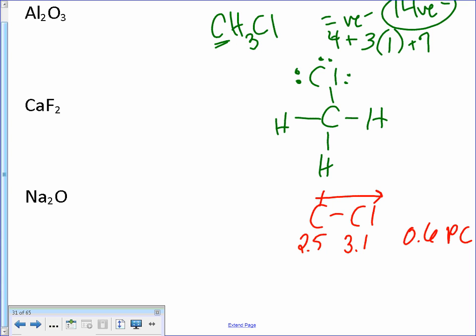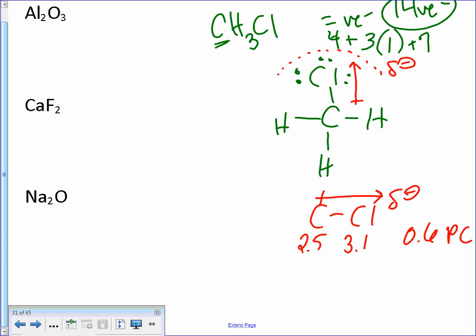So I'm just going to draw this little arrow from carbon to chlorine, to indicate that up here it's kind of got like a negative field around it. A partial negative charge. You don't have to write that, but just draw the arrow point, and that's good.